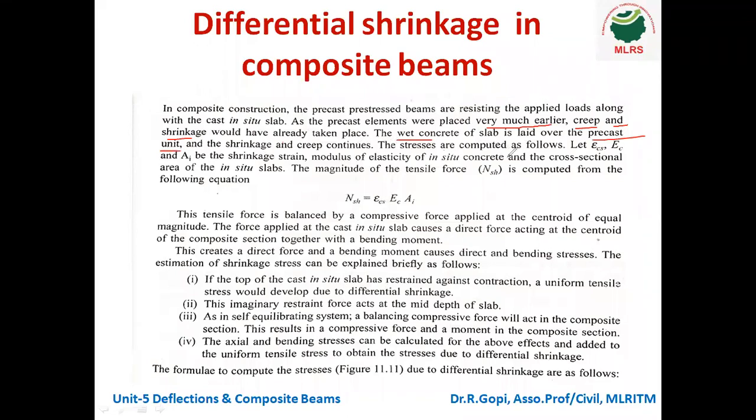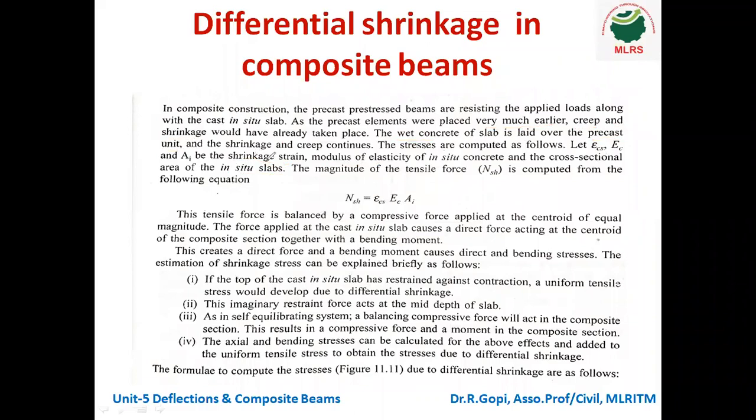The stresses are computed as follows. Let epsilon CS be the shrinkage strain, EC the modulus of elasticity of in situ concrete, and AA the cross-sectional area of the in situ slab. Here epsilon CS is nothing but the shrinkage strain.